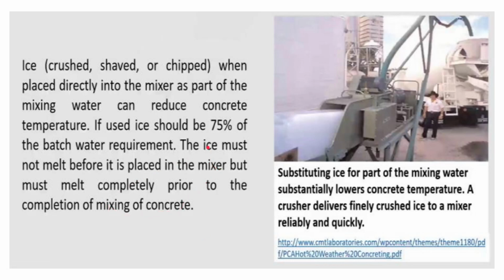So the ice should be used at about 75% of the batch water, and it should not melt before it is placed in the mixture, but it should be completely melted before the completion of the mixing, so that all our criteria are satisfied. Substituting ice, as you can see here, for the mixing water substantially lowers the concrete temperature in a very good way. A crusher delivers finely crushed ice to a mixer reliably and quickly, as you can see in this diagram.